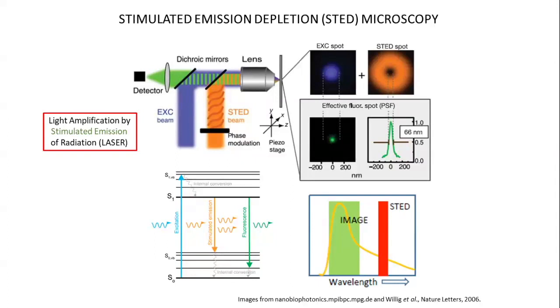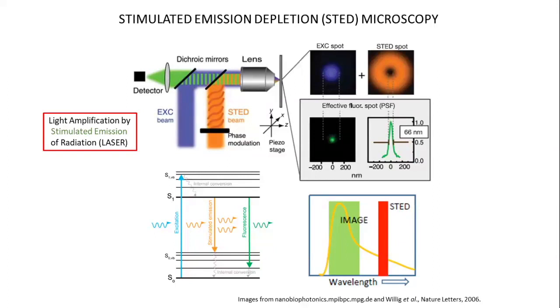And all we need to do to get an image is we know we've got a small spot. We know where our scanner is, so we can get the position of that spot from the scanner with very high precision. We can build up a high precision image from that.